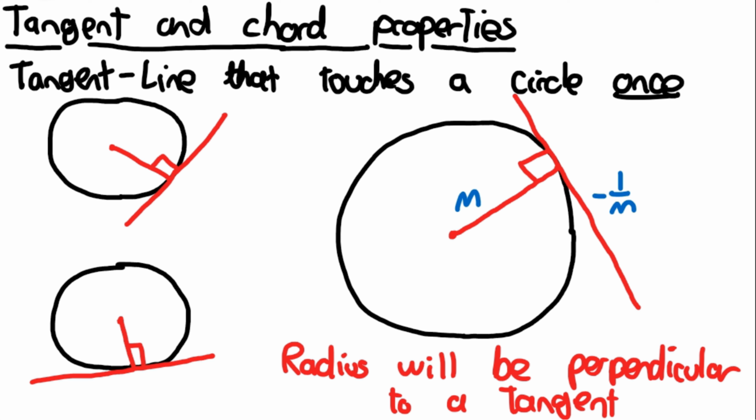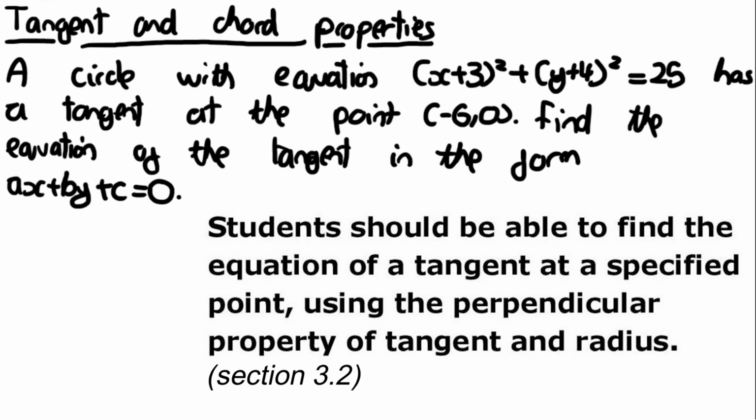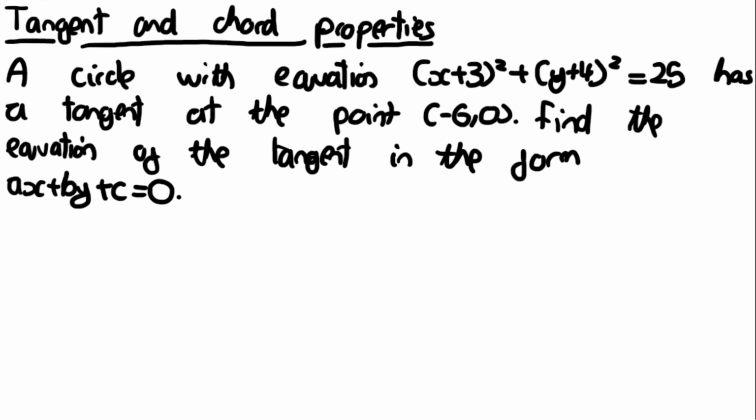So, for example, if the gradient of the radius is 2, the gradient of the tangent is going to be -1/2. And this is really, really useful for finding the equation of a tangent. It's a very common thing for them to quiz you on in questions. So the spec specifically says that you should be able to find the equation of a tangent at a specified point using the perpendicular properties of tangents and radii. So you definitely need to know how to do this, and I would note down this question or a question similar to it, because the spec specifically says that they could ask you a question in this style.